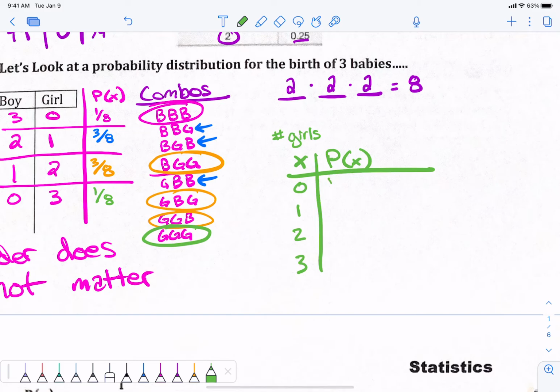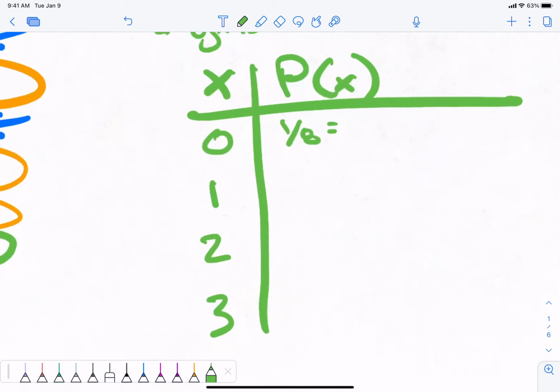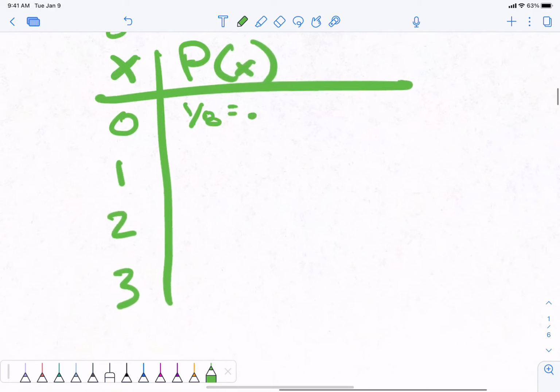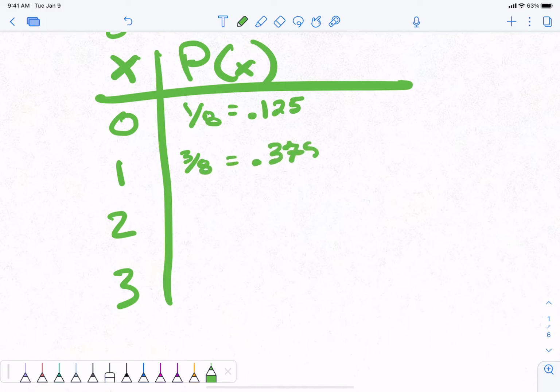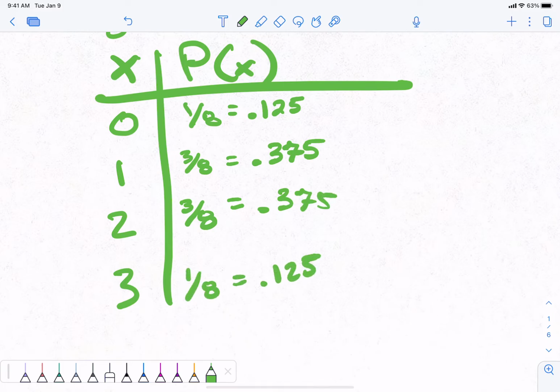So 1/8, do you know what 1/8 is as a decimal? 0.125, yeah. What is 3/8 as a decimal? Multiply it by 3. 0.375. 2 also occurs at 3/8. That's 0.375 again. And this one occurs 1/8. So this is 0.125. Okay.